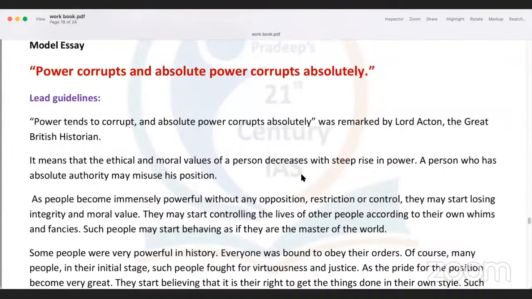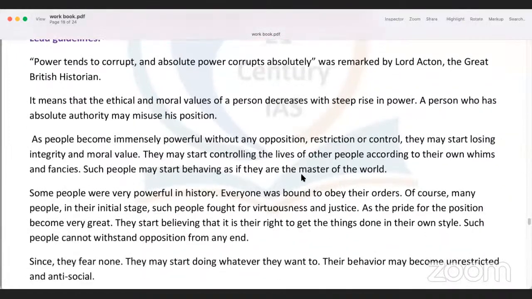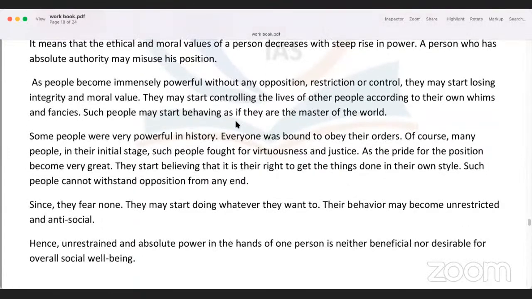So some lead guidelines have been given. The lead guideline is that power tends to corrupt and absolute power corrupts absolutely was a remark made by Lord Acton, the British historian. This is a lead statement only for your understanding, which you did not write in the actual essay. It means that ethical and moral values decrease with a steep rise in power, and the power will further corrupt the person. So a person who has absolute authority will misuse the position.